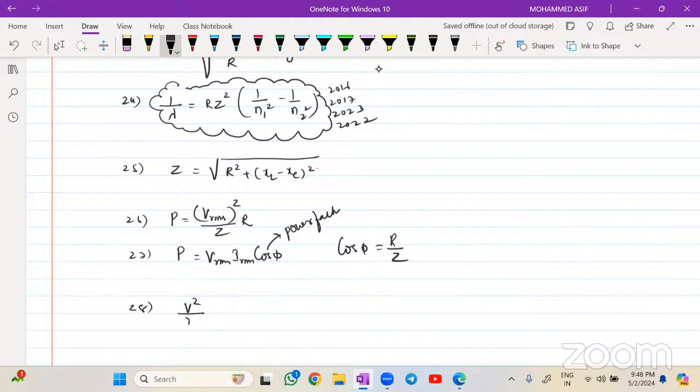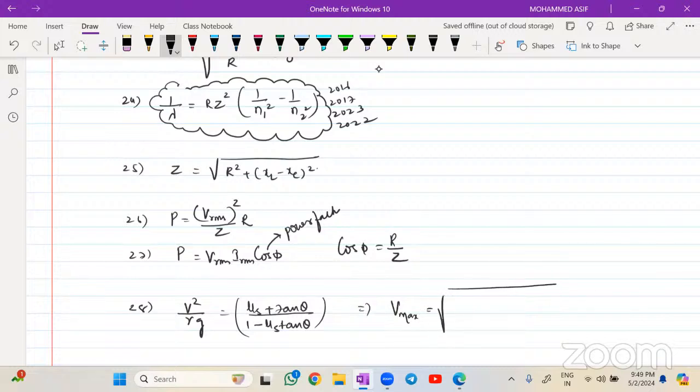V square divided by RG. Direct formula of this question है बेटा. That is equal to mu s plus tan theta divided by 1 minus mu s into tan theta, for bending of a cyclist. Okay, that means I can write from this one, V maximum for the bending of a cyclist will be equal to under root of RG, R is radius, into mu s plus tan theta divided by 1 minus mu s into tan theta. Clear?